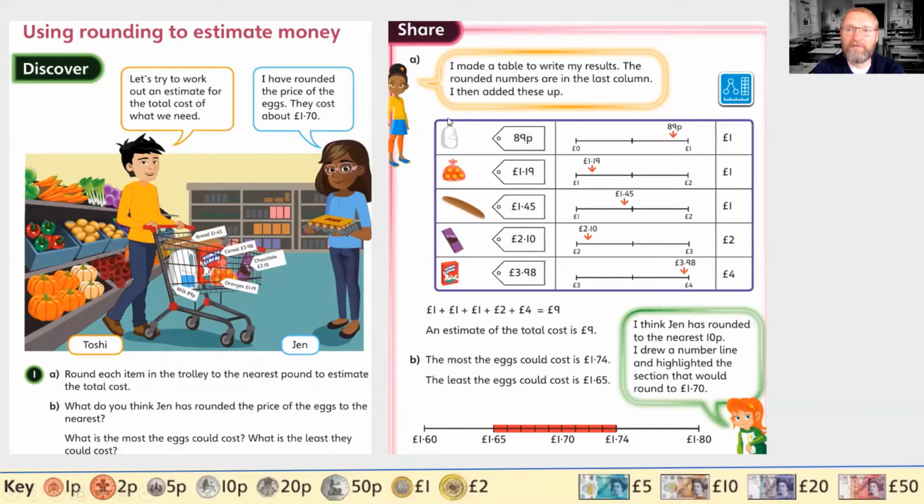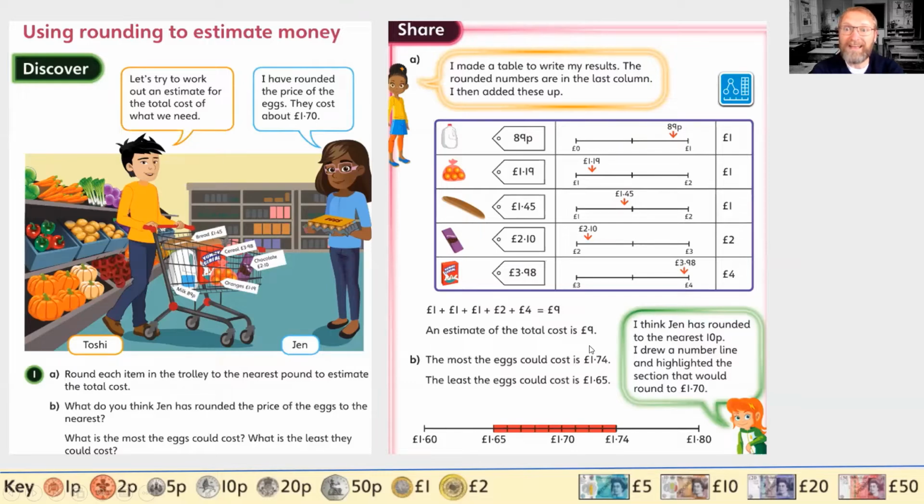Question 1A. Okay, we can see they've made a table here and we've got the price of each item. 89 pence. We put on our number line and we round it to the nearest pound, rounds up to £1. £1.19. We put that on our number line, we can see that it rounds down to £1. £1.45, almost in the middle of our number line, near to £1.50, just below. So we round that down to £1. £2.10, that rounds down to £2. And £3.98 is very nearly £4. So we just round that up to £4.